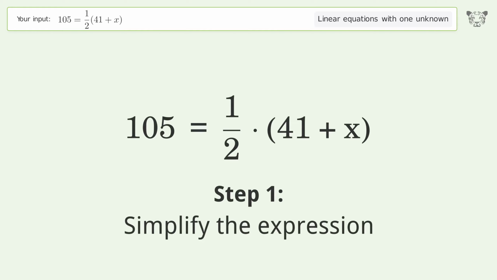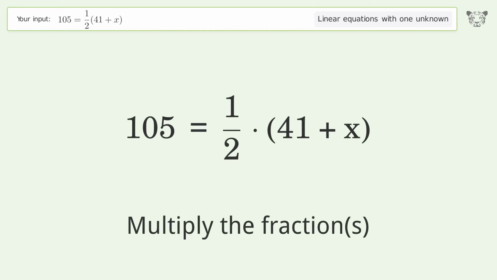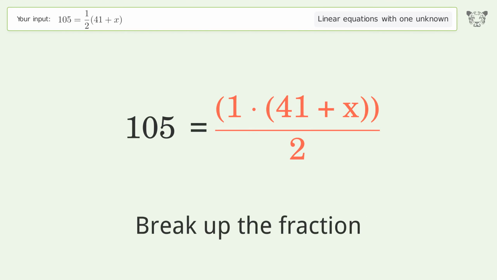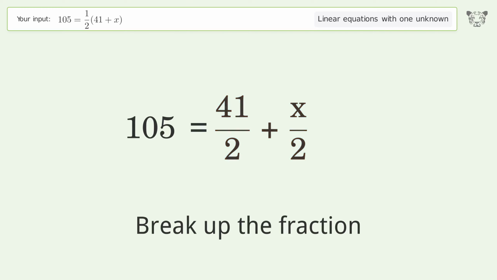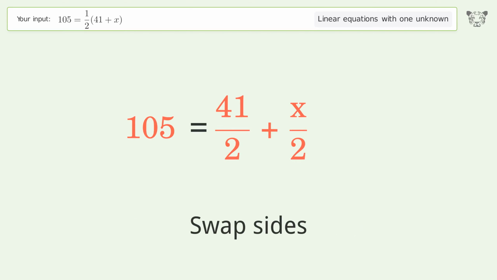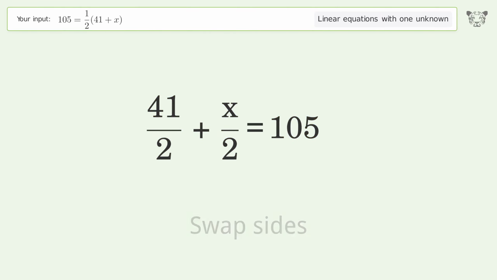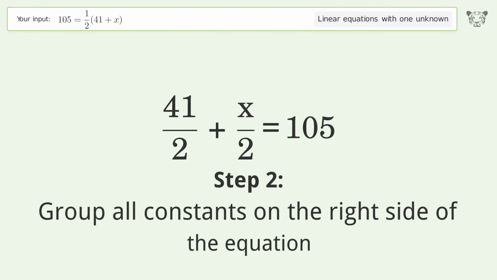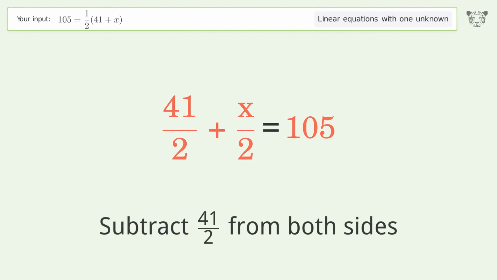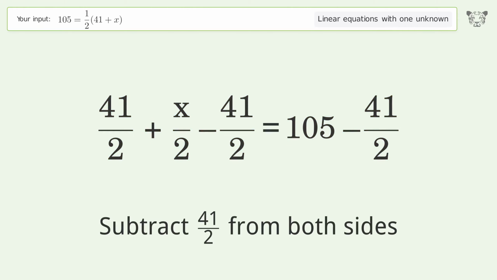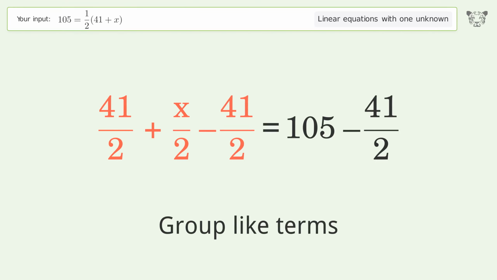Simplify the expression. Multiply the fractions. Break up the fraction. Swap sides. Group all constants on the right side of the equation. Subtract 41/2 from both sides. Group like terms.